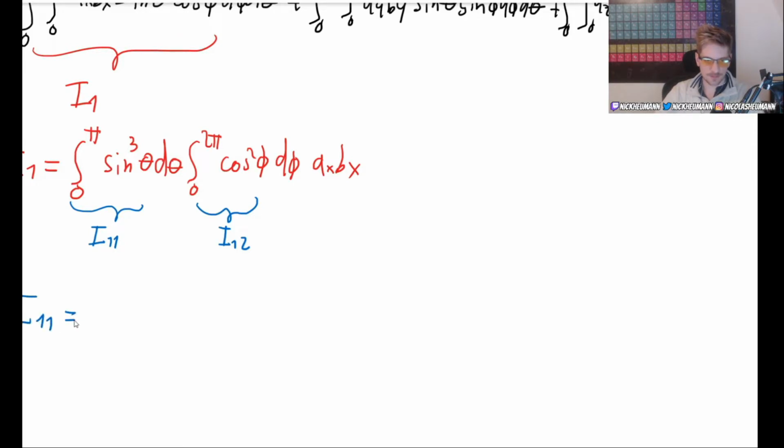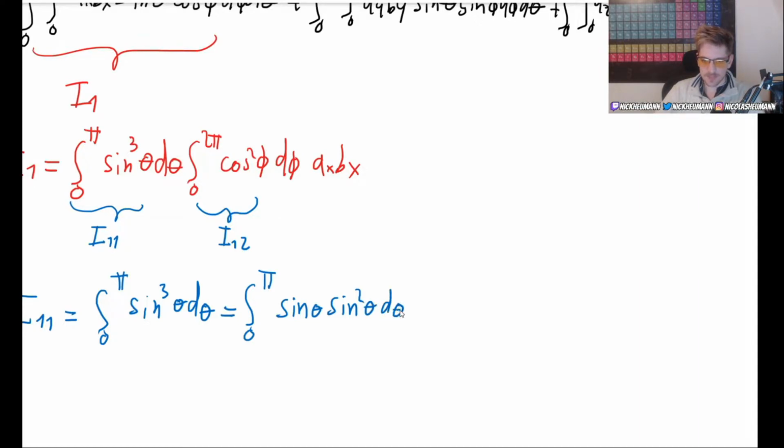So I1,1, this is integral from 0 to pi of sine cubed theta d theta. So how do we solve this integral? Well, at first glance, maybe we don't know, but we do know how to work when we have sines and sine squared. So let's rewrite the sine cubed, which maybe we don't know how to work with, as sine theta times sine squared theta. And sine squared, we know that we can write it in two different forms, at least. Sine squared theta, we can write it as 1 minus cosine of 2 theta.